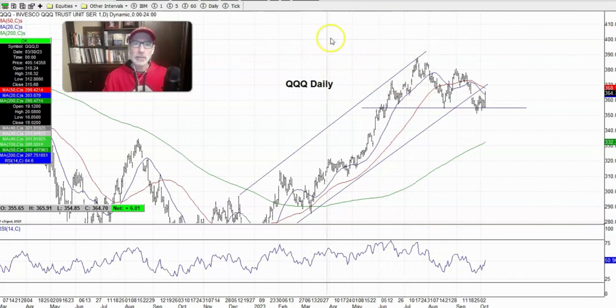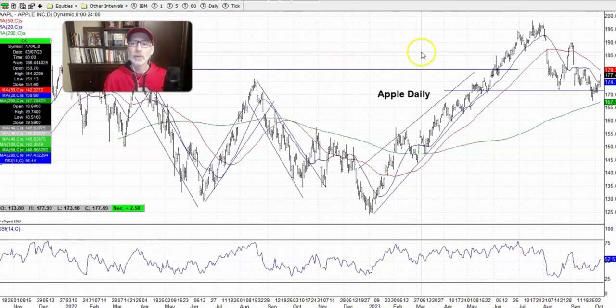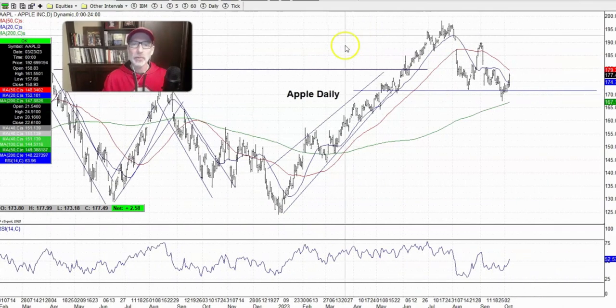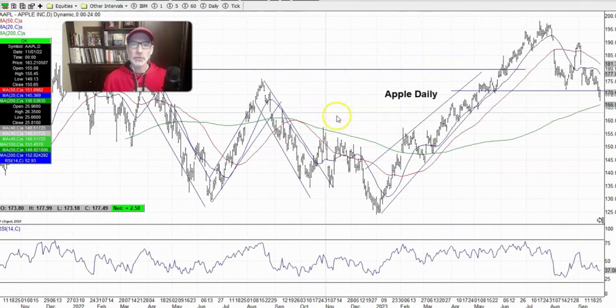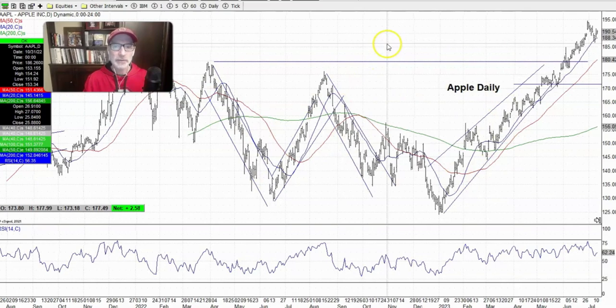All right, so let's take a look at some individual stocks. We typically like to look at the more popular stocks because those are the ones that everyone loves and they get a lot of movement. So let's start with Apple. Now here with Apple, just for those of you that are new, you can see that this W pattern is typically a bullish pattern, but this one played out over a long period of time.